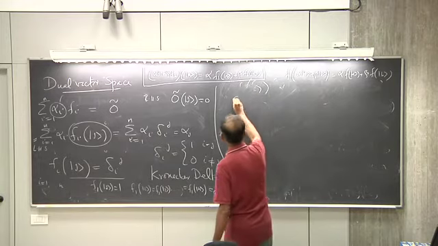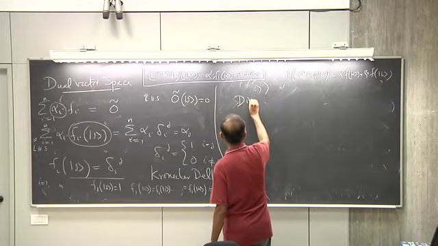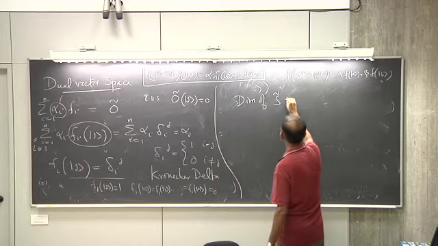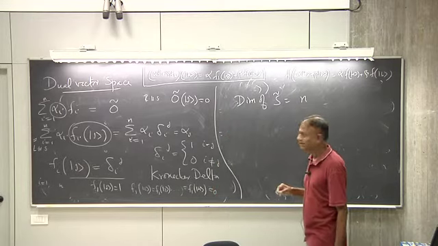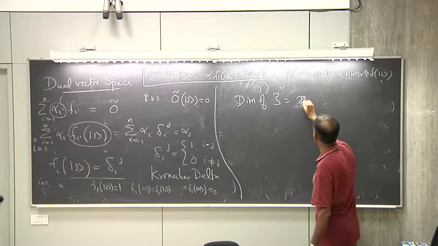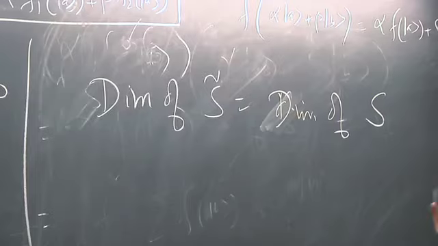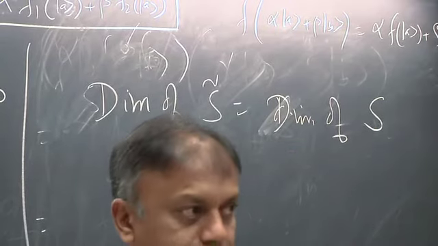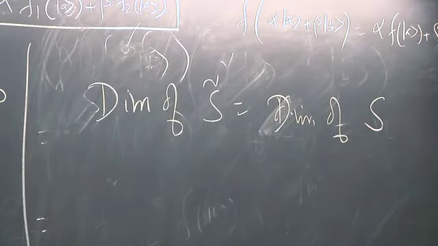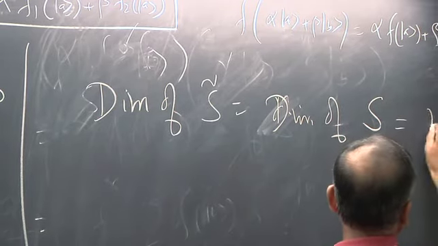So the conclusion is the dimension of S tilde is also equal to n, the same as the dimension of S. As I said, in this entire chapter, dimension will always be finite. I'm not going to worry about infinite dimensional cases, where there could be subtleties. So n is finite.